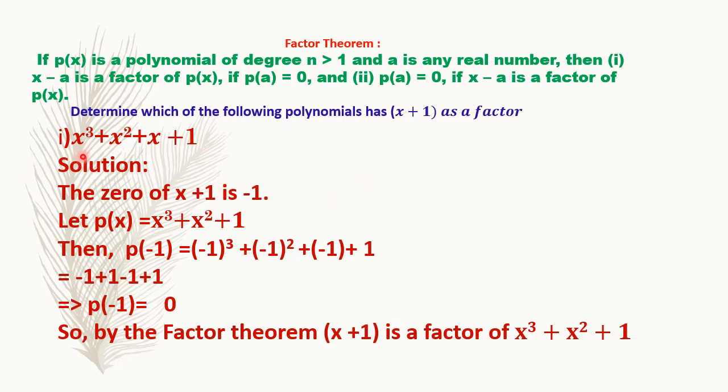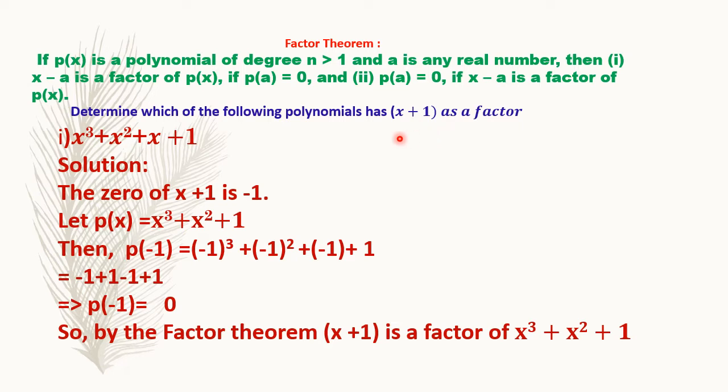Now see, this is the question. They are asking which of the following polynomials has x plus 1 as a factor. Now, every now and then I compare this particular sum with the general statement. The general statement is x minus a, and here in the particular sum, this is x plus 1.